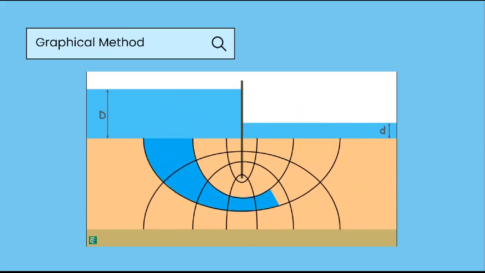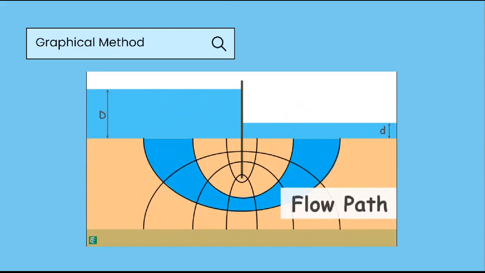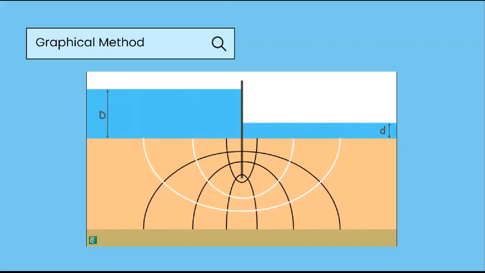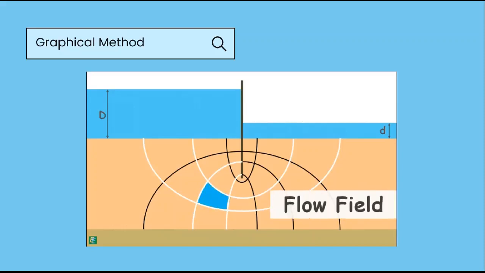So the space between two adjacent flow lines is called the flow path or flow channel. And the area enclosed between any two adjacent flow lines and adjacent equipotential lines is called a flow field. So now let us proceed to certain characteristics of the flow net to draw a meaningful graph.